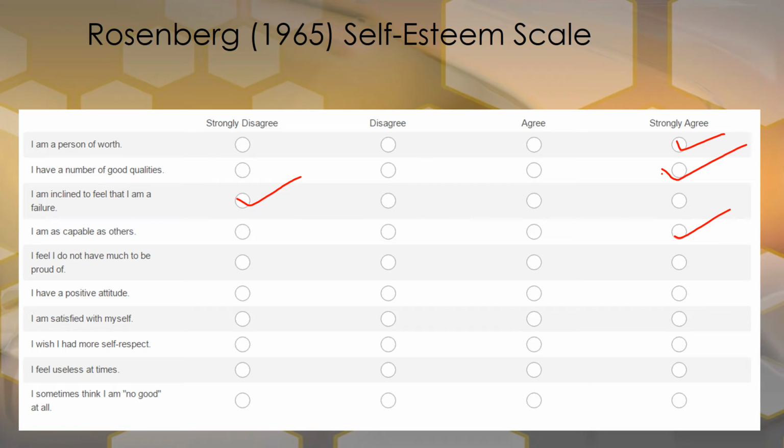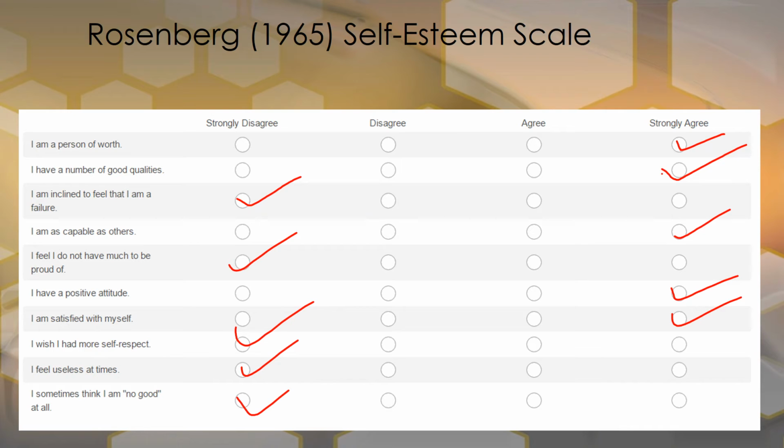So I'm capable. I do not feel I have much to be proud of. Have a positive attitude. I am satisfied with myself. I wish I had more self-respect. No. I feel useless at times. No. I sometimes think I'm no good at all. No, I wouldn't do that. So someone with really high self-esteem would have a response pattern like this. But most people wouldn't be so extreme. But that would be extreme. And then people who have hardly any self-esteem would have the opposite of this, okay?